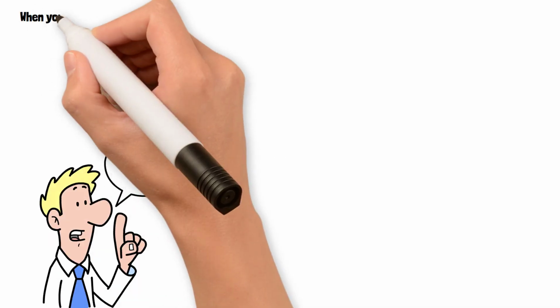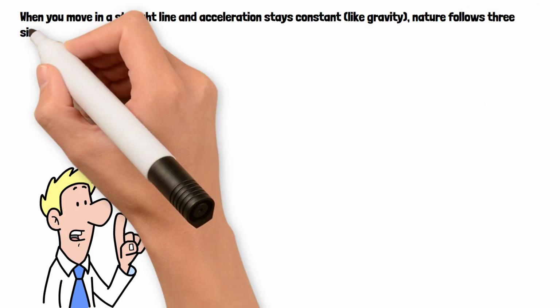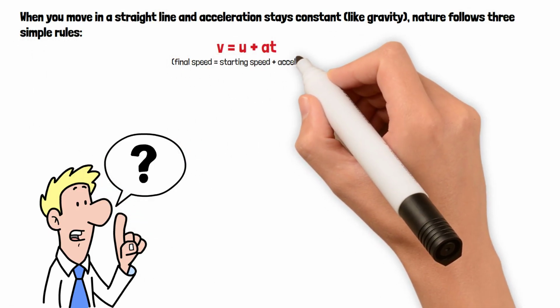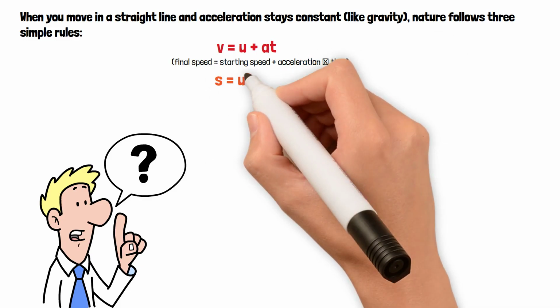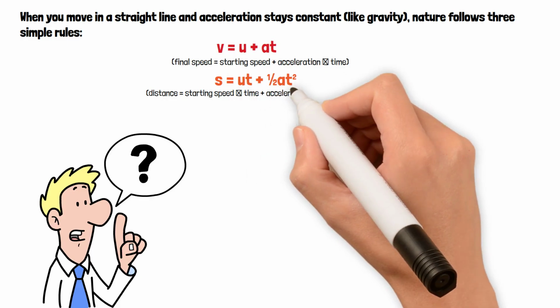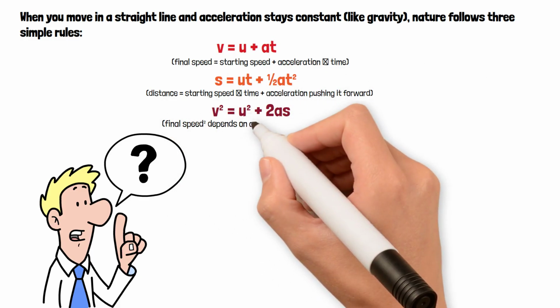When you move in a straight line and acceleration stays constant, like gravity, nature follows three simple rules. v equals u plus at: final speed equals starting speed plus acceleration times time. s equals ut plus half at squared: distance equals starting speed times time plus the effect of acceleration pushing it forward. v squared equals u squared plus 2as: final speed squared depends on acceleration and distance.